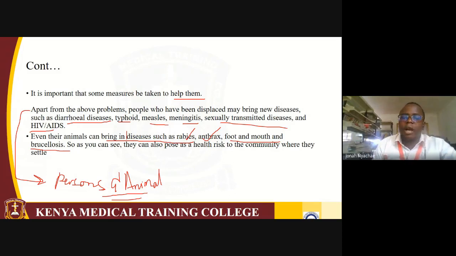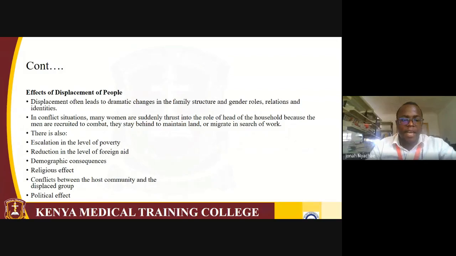Imagine a refugee camp hosting about 1 million people. There's an outbreak of typhoid. How long will it take for the healthcare provider to contain that outbreak? So it is important to understand their healthcare needs. So, the effects of displacement of people.